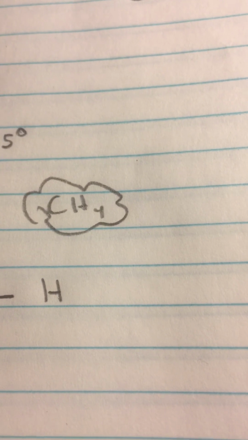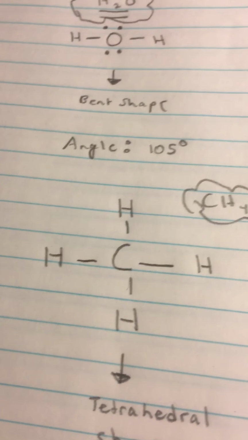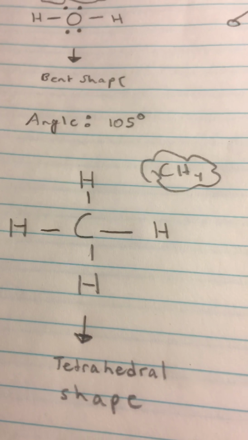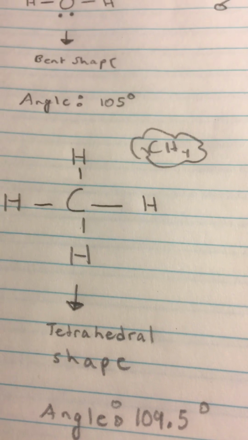Alright, so the next molecule we're talking about is CH4. So this is the structure. As you can see, there's no lone pairs or leftover valence electrons. Everything is bonded, so there's four bonds. All the hydrogens are filled, and then the carbon atom is also satisfied.